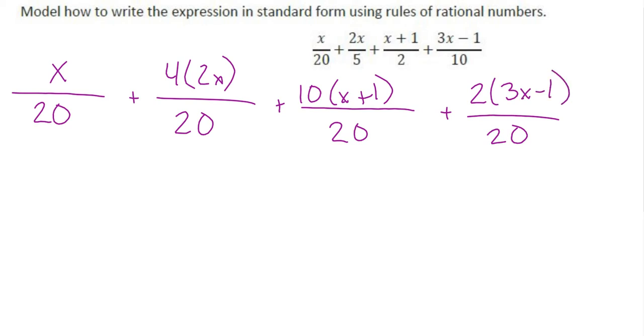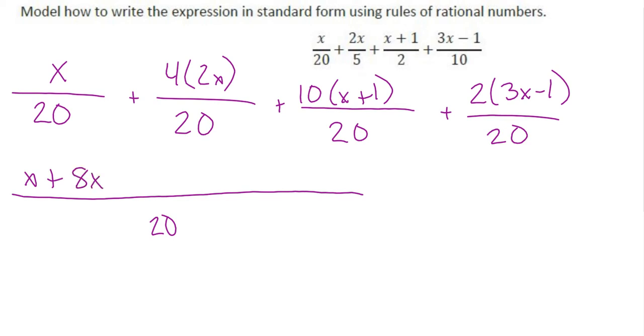Now, we're going to have one giant numerator with a simple denominator. So we got x plus, what's 4 times 2x? 8x. Plus, what's 10 times x? 10x. Plus 10 times 1? 10. Plus, what's 2 times 3x? 6x. What's 2 times a negative 1? A negative 2. So now it's combining like terms, which is next.